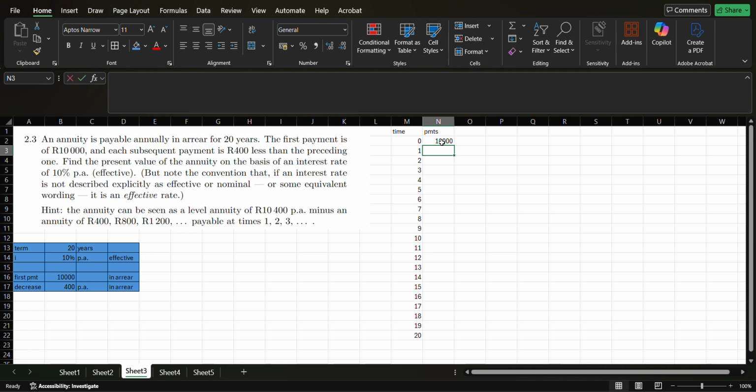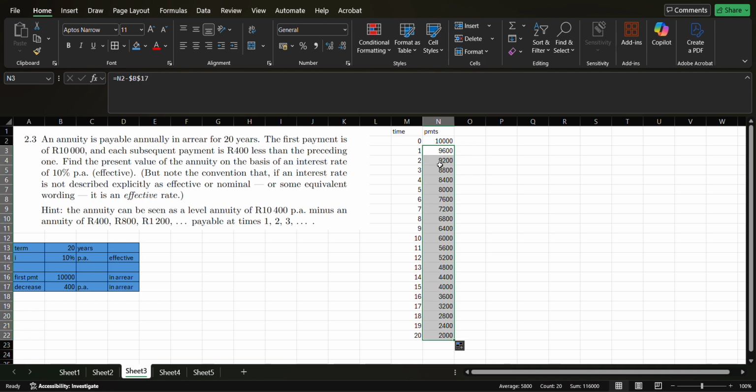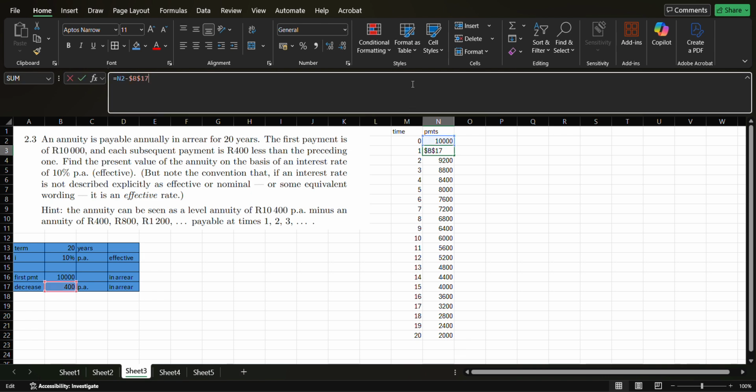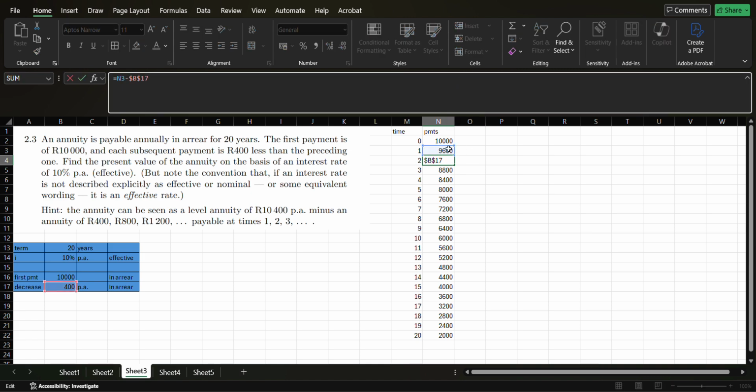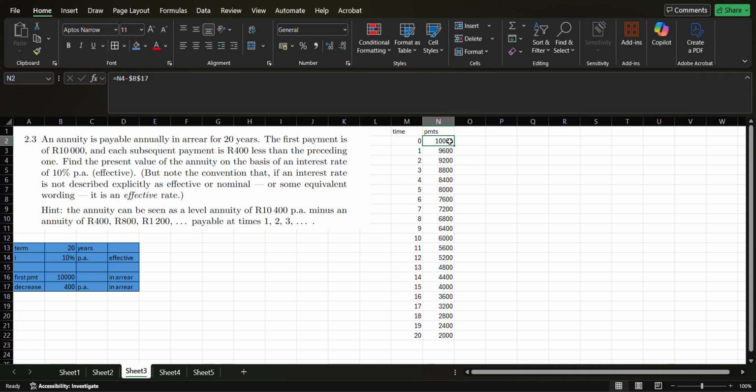And then for each payment, I'm going to say the payment before that minus the fixed 400. So I'm going to fix 400. And then I'm going to drag this formula down. What this formula is basically saying is, for the next payment, take the previous payment and subtract 400. I deliberately fixed 400 because I wanted to subtract 400 every time from each payment. So take 10,000, subtract 400. For the second payment or the third payment, take 9,600 and subtract 400.